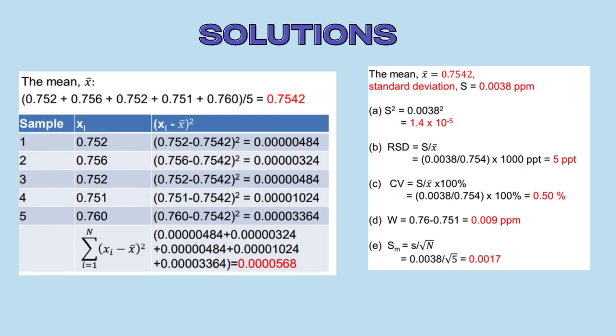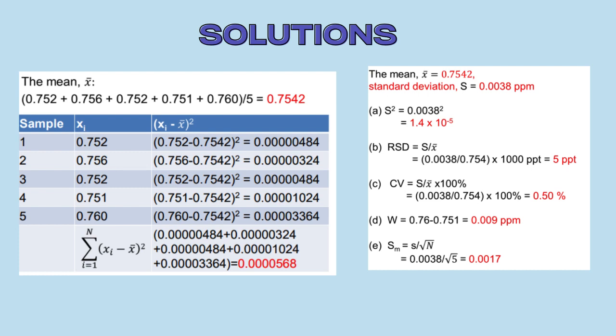Next we move to the solution for this question. Firstly, we calculate the mean. From the samples, we have 5 samples, and we sum up all the samples and then divide by the number of samples. For this question, we have 5 samples, so we divide by 5. So the answer for the mean is 0.7542.